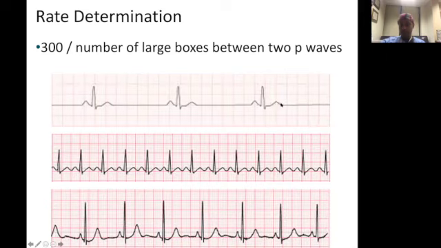Once we know that it's sinus. And what's the definition of a sinus rhythm? A sinus rhythm is defined by each P wave being followed by a QRS. Okay.